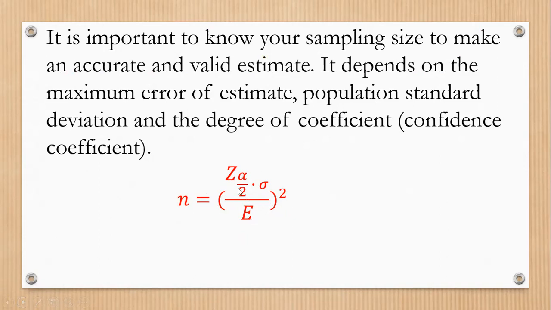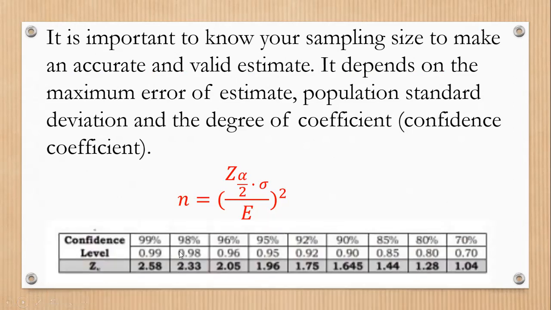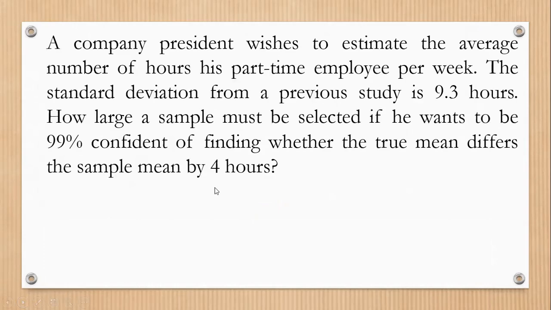Okay, so whatever is the value of this, then this will be your sample size. Still, we need to consider this table for the confidence level. Let's say, for example, a company president wishes to estimate the average number of hours his part-time employees work per week. The standard deviation from a previous study is 9.3 hours. How large a sample must be selected if he wants to be 99% confident that the true mean differs from the sample mean by 4 hours?